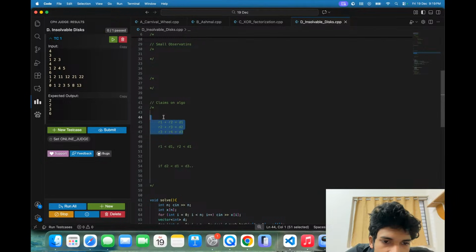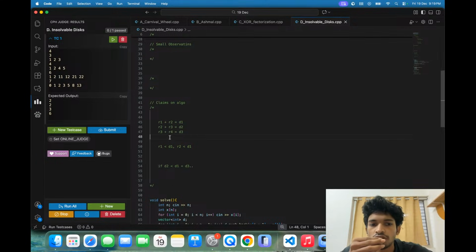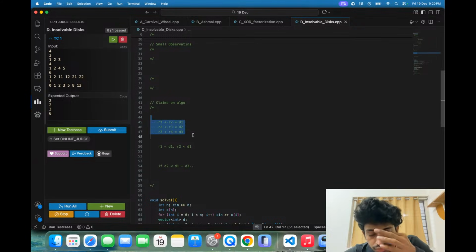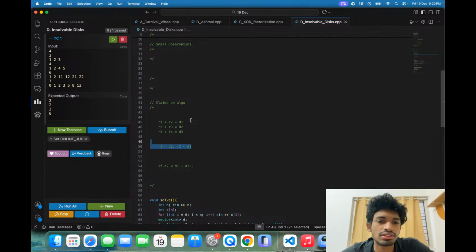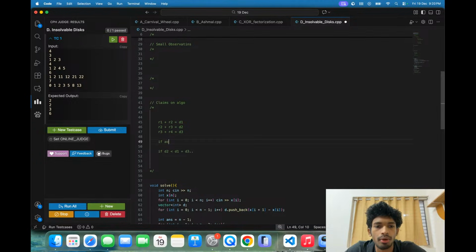If you take this as an example, if these things have solutions, then we are good. Why? R1 less than D1 is held by this, R2 less than D1 is held by this. If the above has positive solutions, we are good.